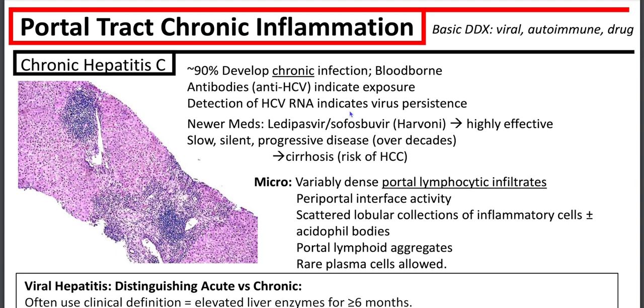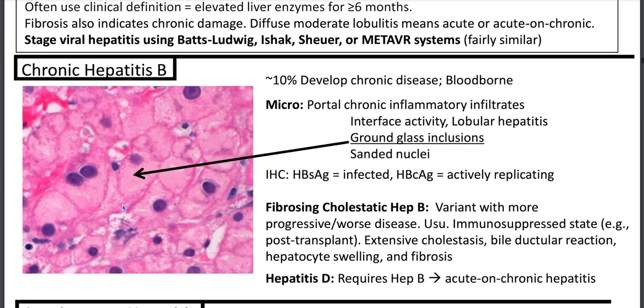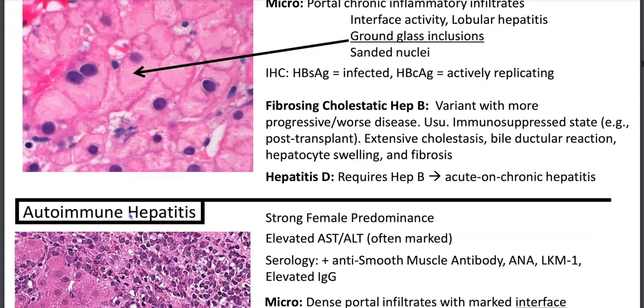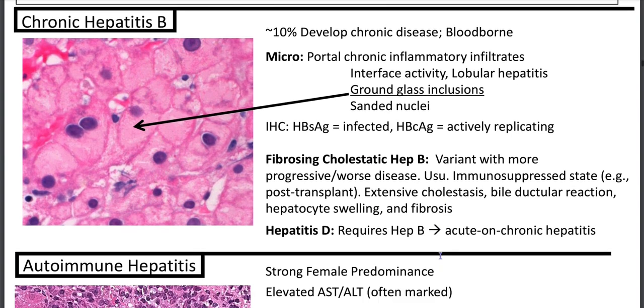Look for your portal lymphocytic infiltrates, periportal interface, portal lymphoid aggregates. Chronic hepatitis B, look for your ground glass inclusions, along with your portal chronic inflammatory infiltrates. You can have a variant called fibrosing cholestatic Hep B, which has more of a worse prognosis, and you'll have extensive cholestasis, bile-ductal reaction, hepatocyte swelling, and fibrosis.